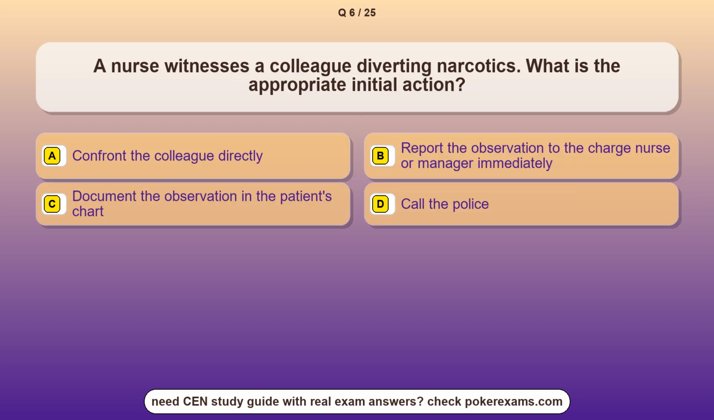Question 6. A nurse witnesses a colleague diverting narcotics. What is the appropriate initial action? Option A. Confront the colleague directly. Option B. Report the observation to the charge nurse or manager immediately. Option C. Document the observation in the patient's chart. Option D. Call the police.